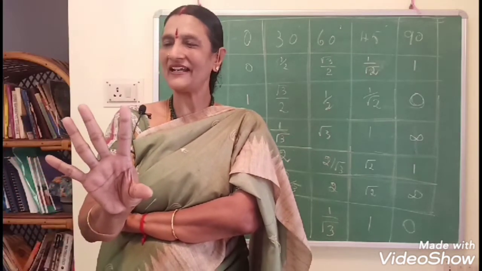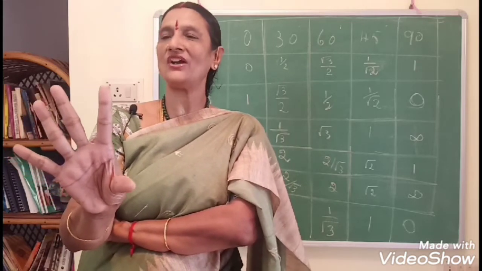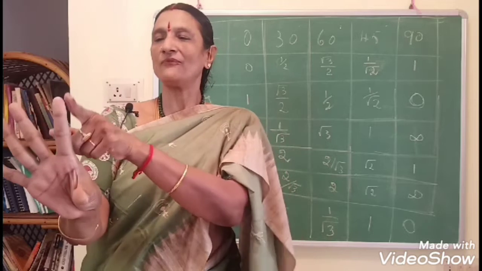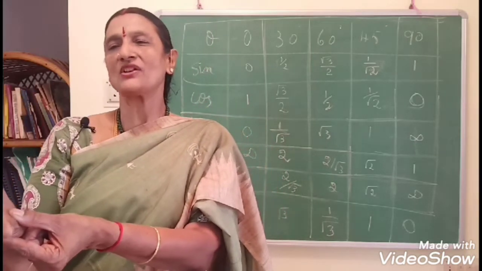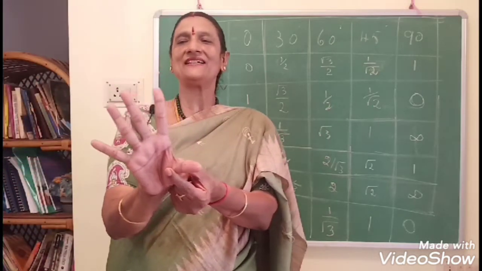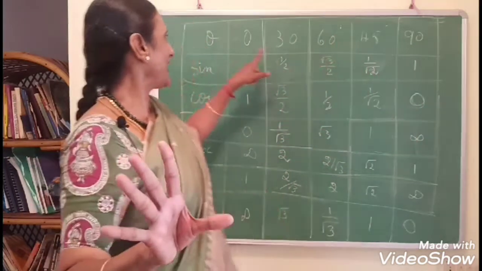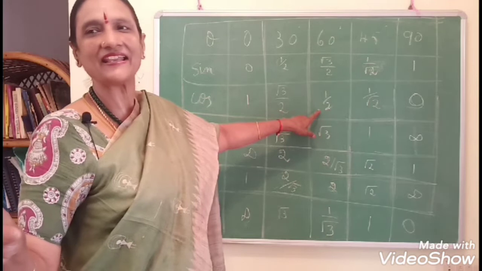Are you understanding? Now cos 60. Cos 60 means you should look at your left. So if you fix this as 60, how many fingers are here? Only 1. So square root of 1 gives you what? 1. What is there in the denominator? 2. So 1 by 2. So sine 60 is root 3 by 2. And then cos 60 is half.